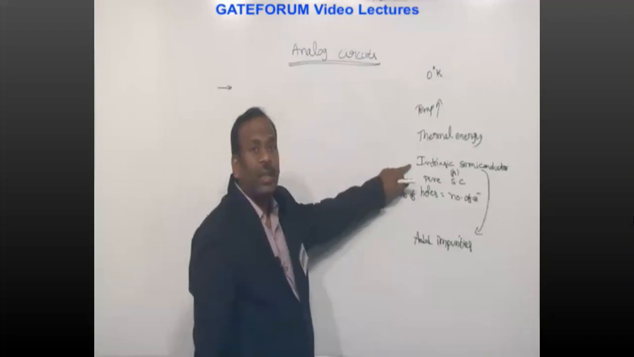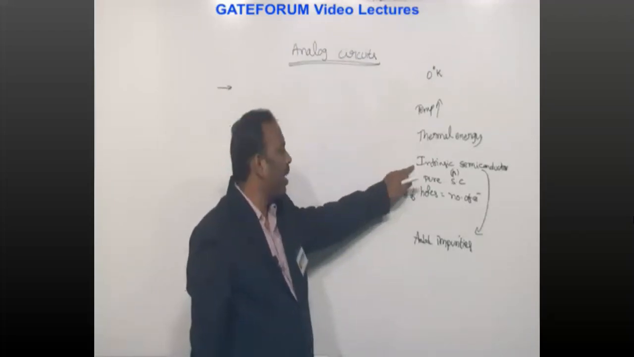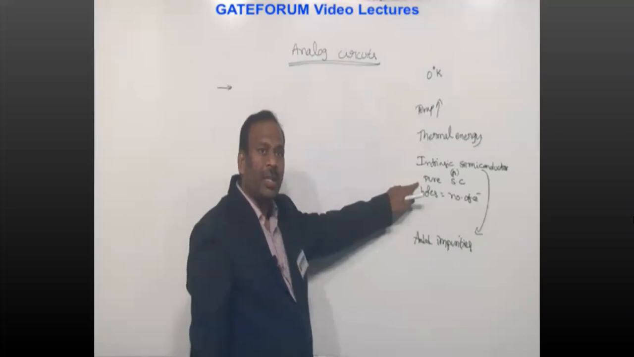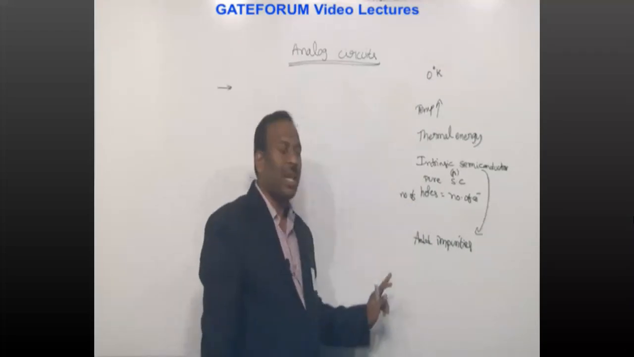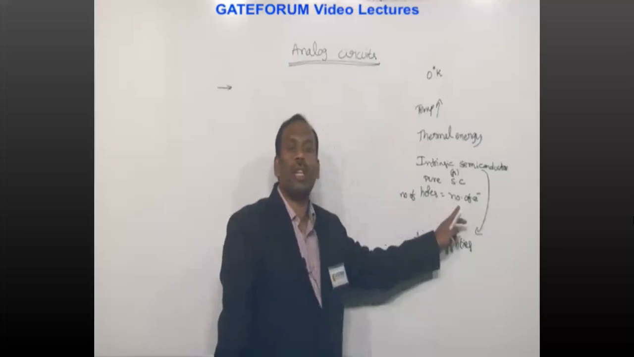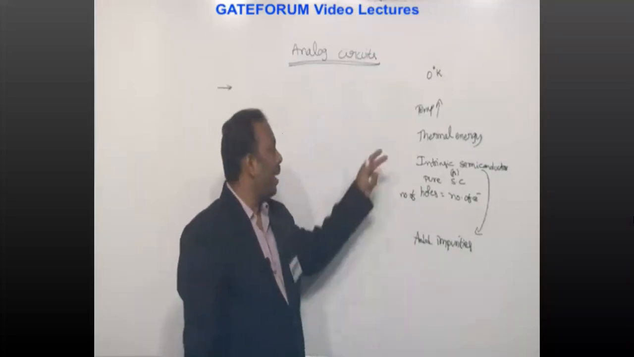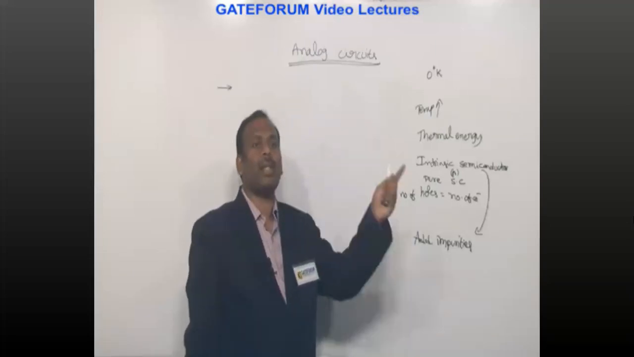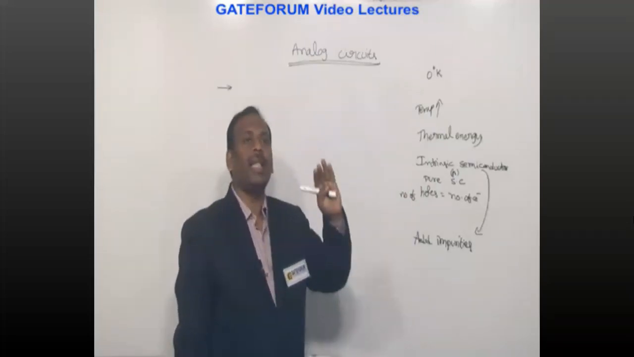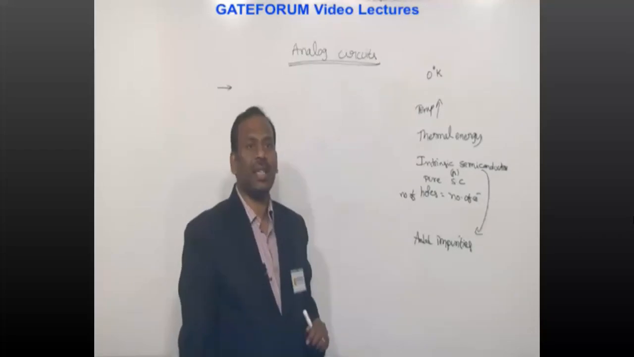Okay, intrinsic semiconductor example is silicon or germanium. Intrinsic semiconductor is also called pure semiconductor. In this one, number of holes equals number of electrons, that is total positive charge equals total negative charge, therefore it is electrically neutral. In intrinsic semiconductor, the total concentration, that is number of electrons plus number of holes, is very small in number, therefore conductivity is very less.